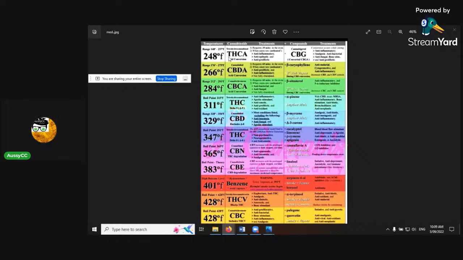Oh well. So you've got to decarb it first, to remove the acid molecule to turn it into the psychoactive one that's going to work for you. You have to go in between these ranges. So THCA is 140 to 257, and then it'll turn into the one that you want.